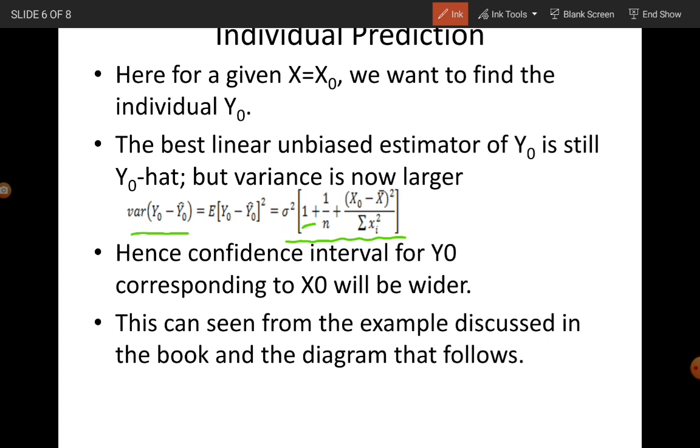That will make sense because in the case of individual prediction, you are also taking into account the u_i, or the deviation of observed Y from the estimated or calculated mean, right? So it makes sense if you think over it. Point to be noted is a confidence interval that is calculated for individual prediction will always be wider than the confidence interval for mean prediction.